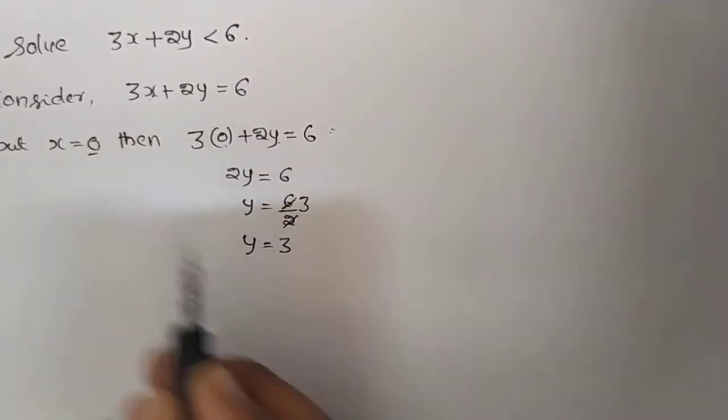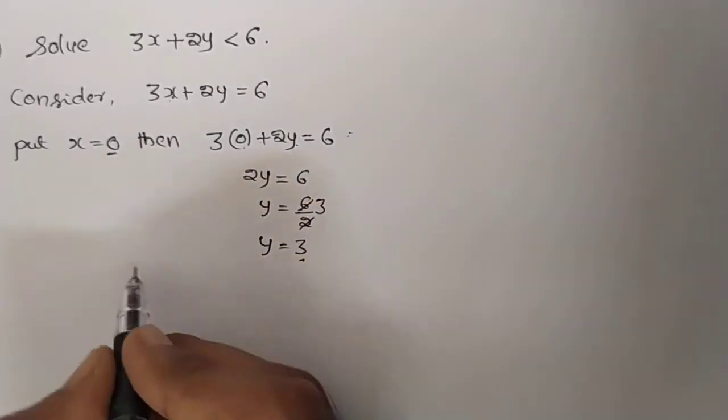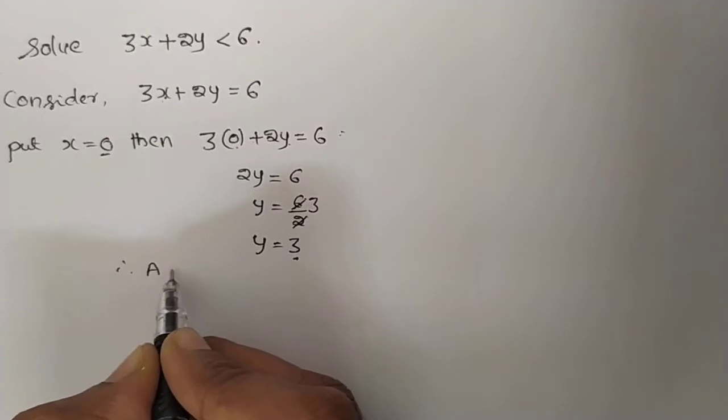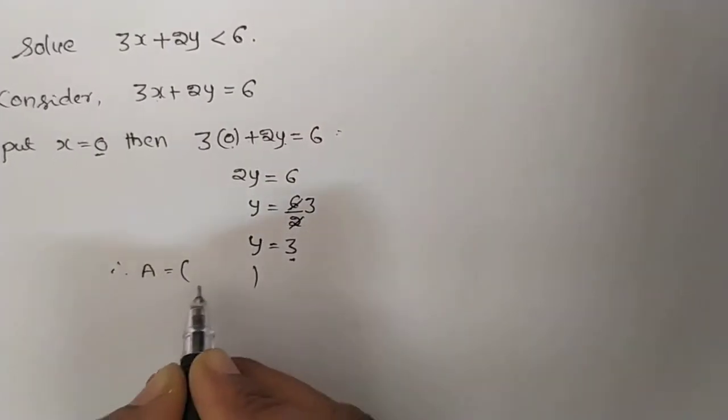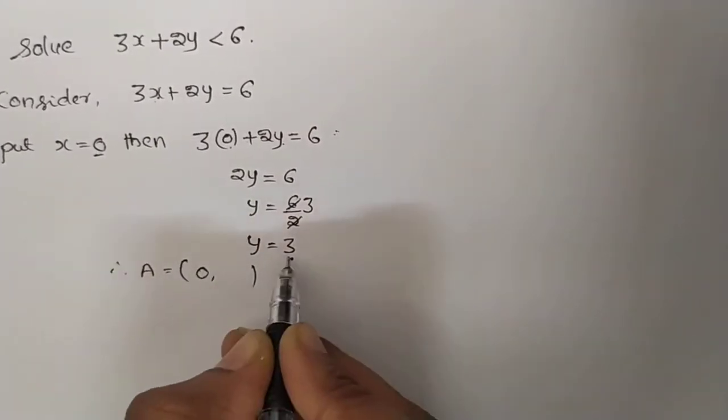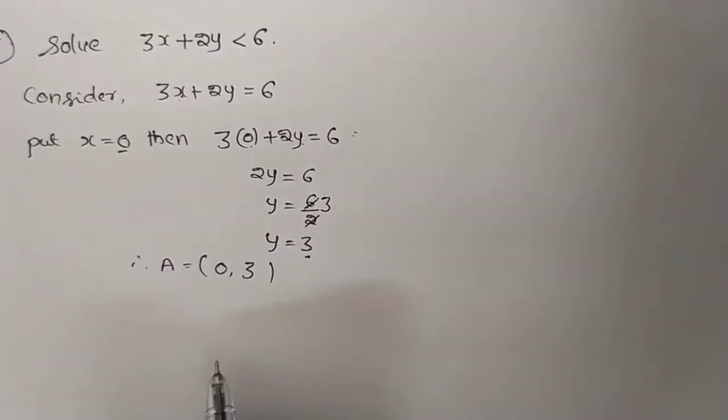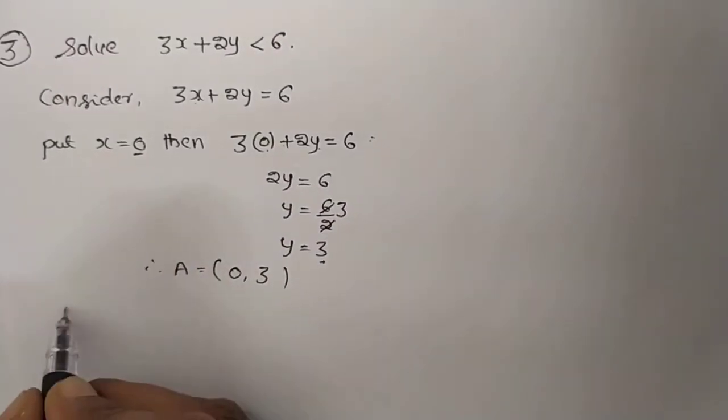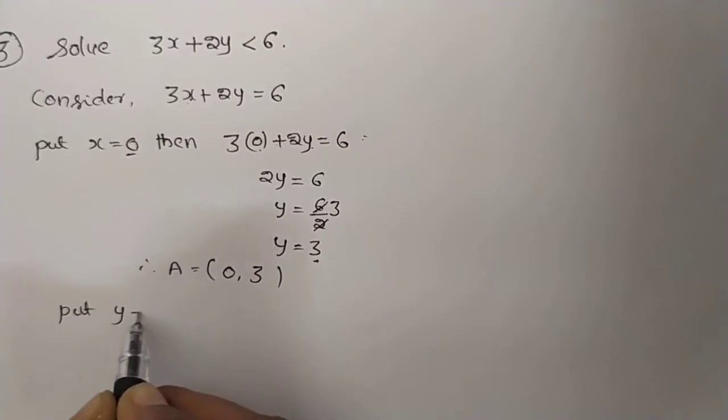If x equals 0, then y value is 3. Therefore, the vertex A is (x, y), x is 0, y is 3, so A is (0, 3).